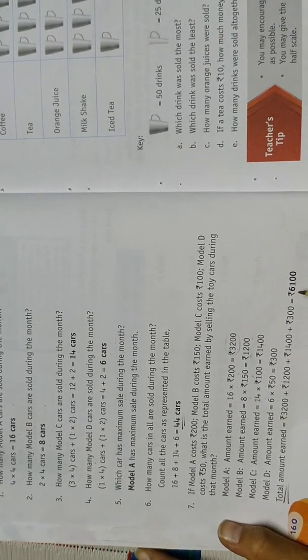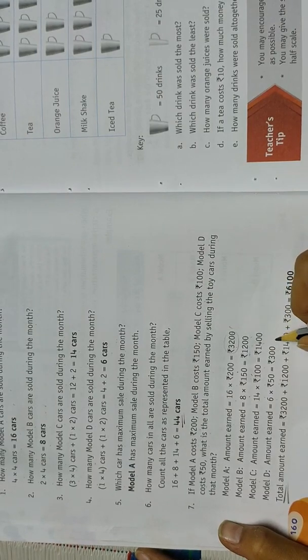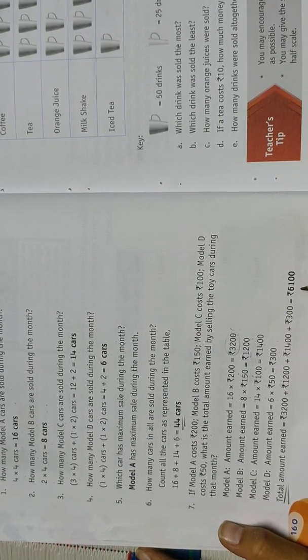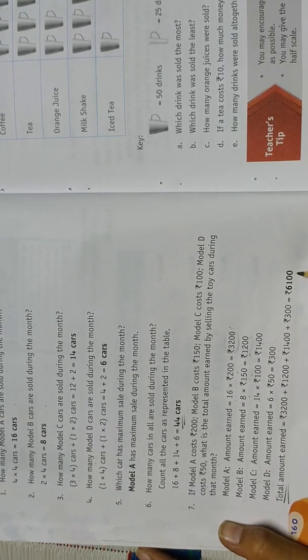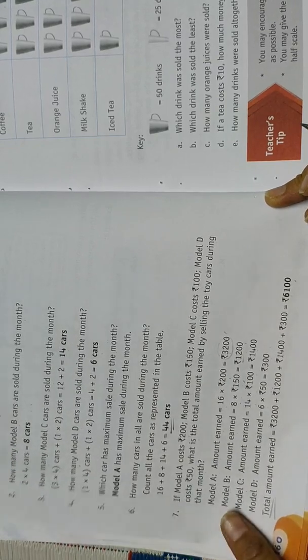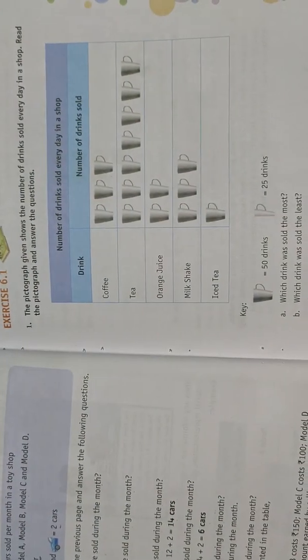So how much is the total amount of money? We have to add all these amounts. So what is the answer? Total he earned 6100 rupees in all 4 models of the car, right? Now with this we'll start our exercise 6.1.